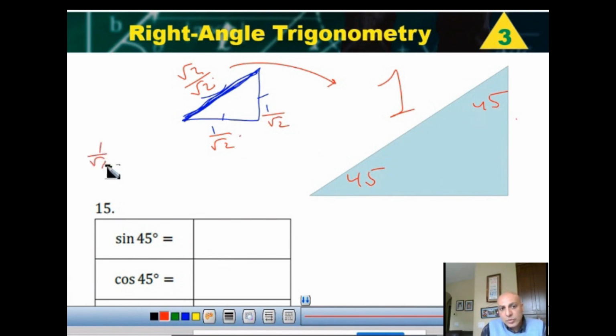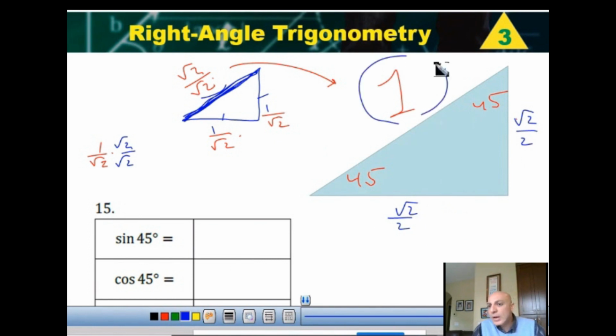So 1 over square root of 2 is correct, but you make it proper by rationalizing it. You're going to multiply by square root of 2 over square root of 2, which gives me square root of 2 divided by 2 here. Square root of 2 divided by 2. And this is the ratio we're going to have to use. Why? Because the 1 is what we're after. We want the hypotenuse to be 1 because I want to use it for the unit circle. So I'm just getting it ready, cut and paste for the unit circle.